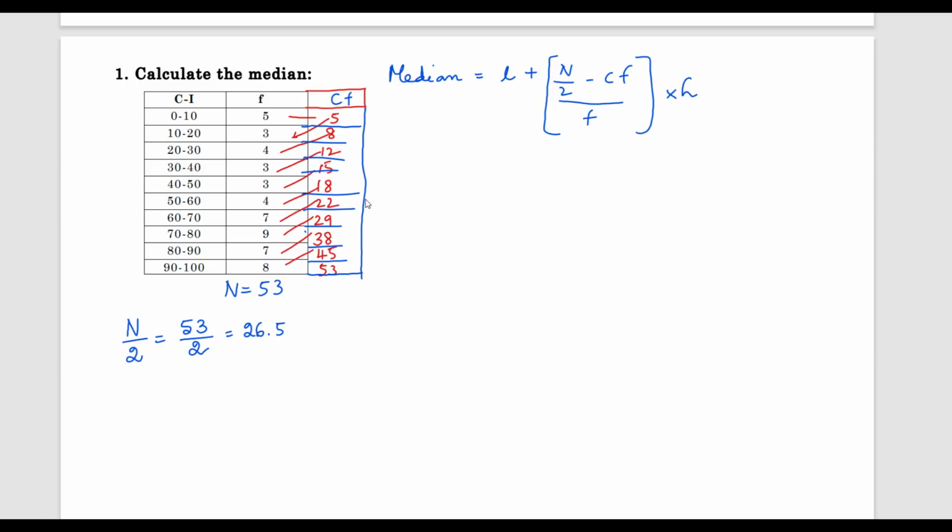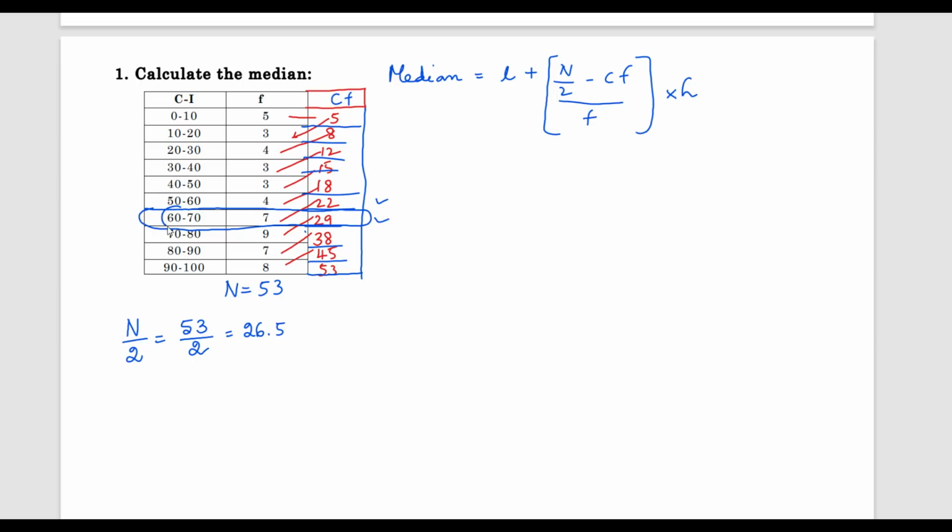It is between 22 and 29. Out of these, which is the higher? 29. Therefore this class becomes the median class. Mark it. The value 26.5 lies between 22 and 29, so I'll mark the 29 row as the median class.